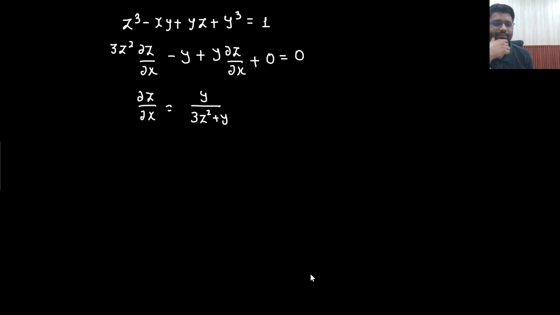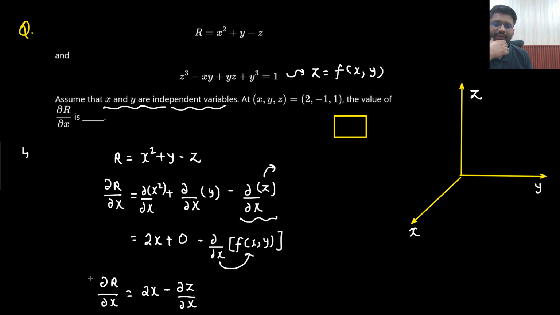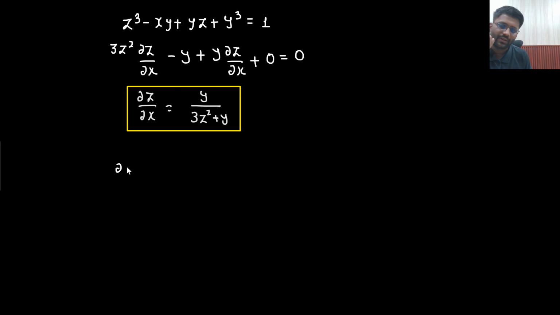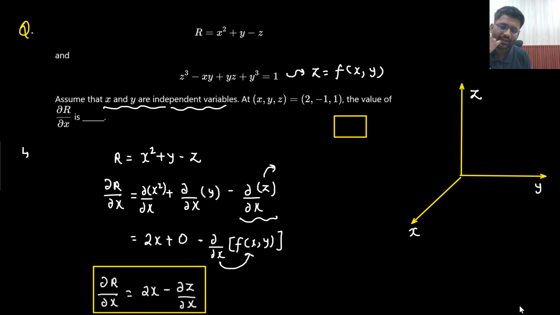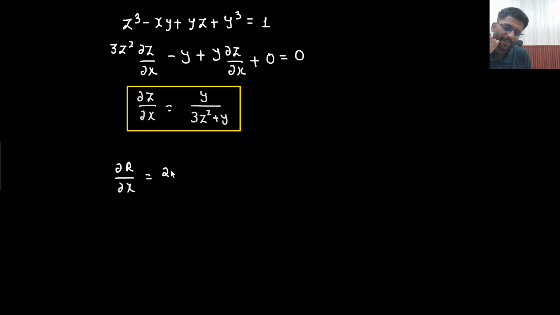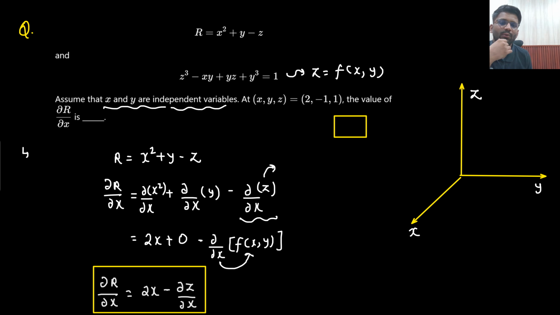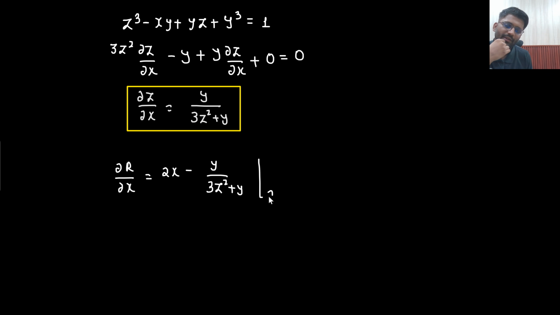Okay, understandable? So this is the value that you are getting, and here this is something that you are getting. So from here you can write down the value of del r by del x. What you are getting? Del r by del x is 2x minus y upon 3z square plus y. At what point we are supposed to find out? 2 comma minus 1 comma 1. At this point we are supposed to find out.